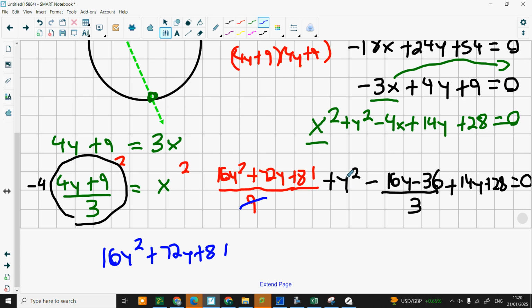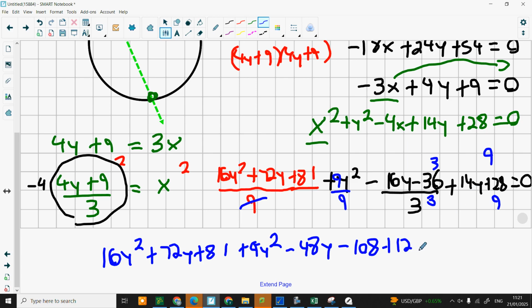Okay. Multiply this by 9 top and bottom. Is everybody happy with 9y squared over 9? Okay. Multiply top and bottom by 3. I get minus 48y, yeah? Minus 108. And then, what here then? Multiply top and bottom by 9. 9 times 14. 9 times 28. 252. Okay.